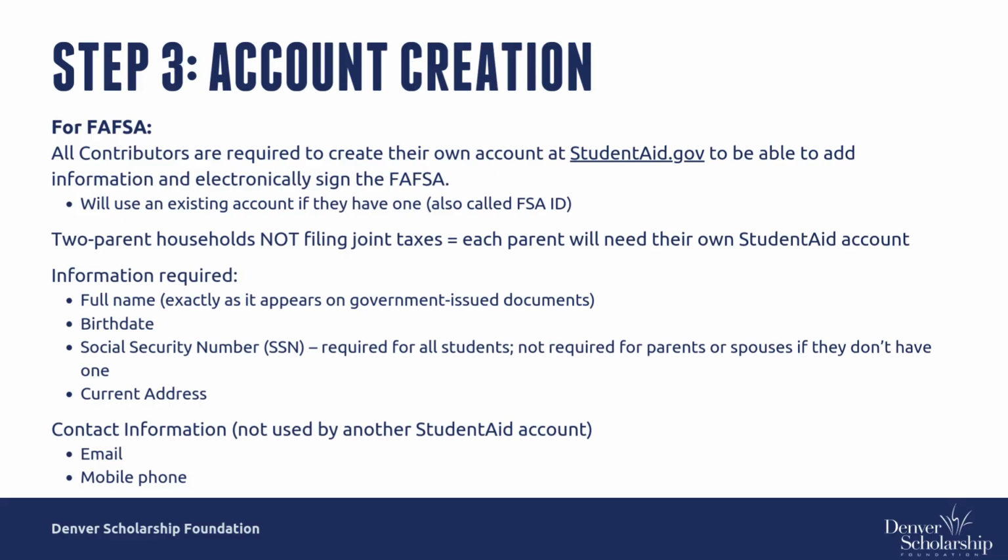So once you have determined which application the student will complete and figured out whether they will be dependent or independent and who will be required to provide information on their application, the next step will be to create an account. We're going to talk first about FAFSA and then talk about what is different for the CASFA. For the FAFSA, all contributors, anyone who's required to provide information on the form, is going to be required to create their own account. That allows them to report their information, provide consent to share tax information, and electronically sign the FAFSA.